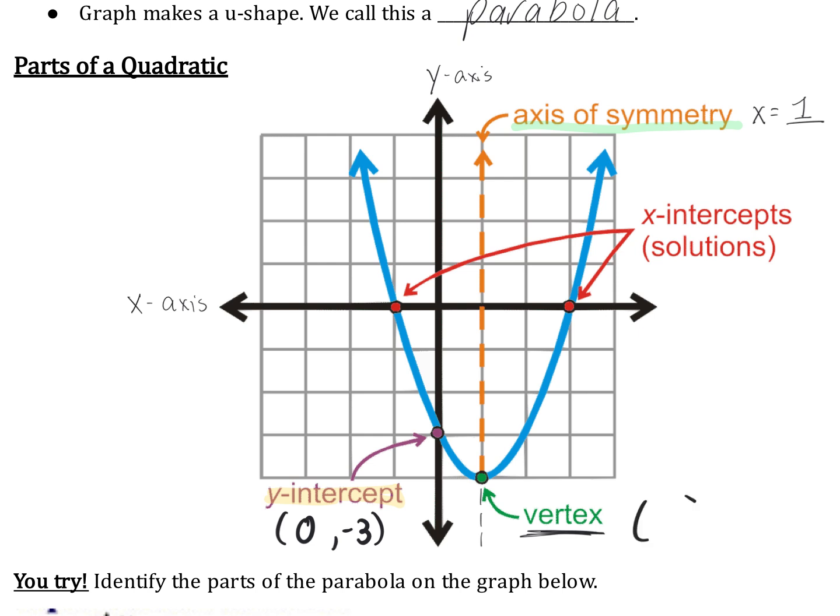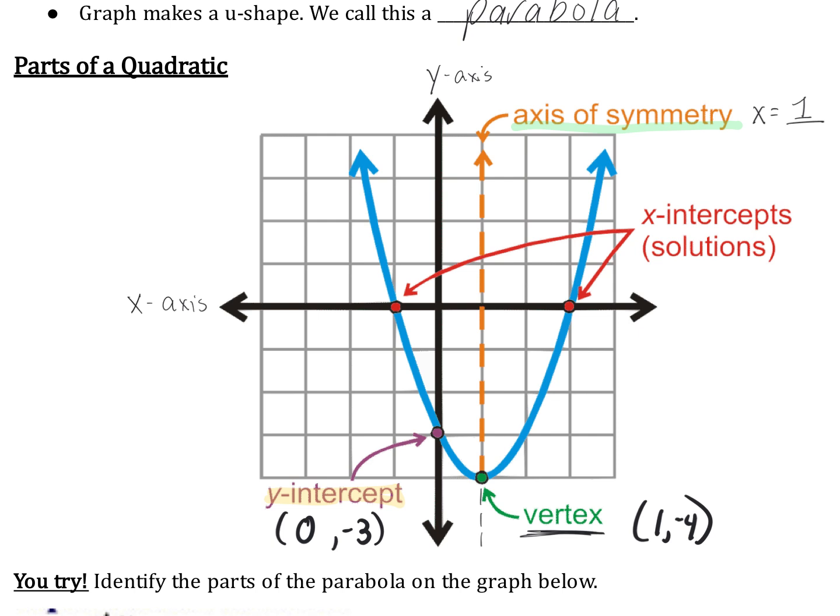Our vertex, let's identify that. Our vertex is at, we start at 0 and we go 1, so +1, comma, and then I'm going to go down 1, 2, 3, 4. And that's a -4. That's where our vertex is, okay?